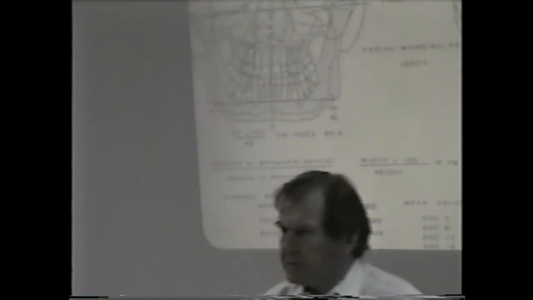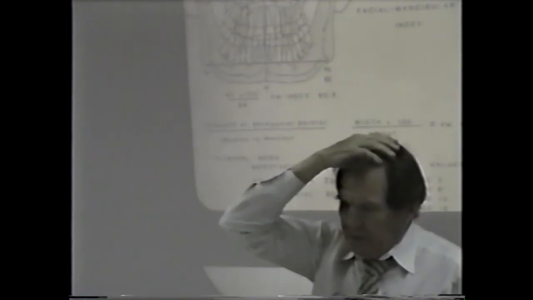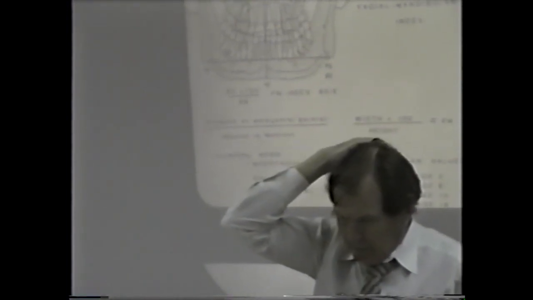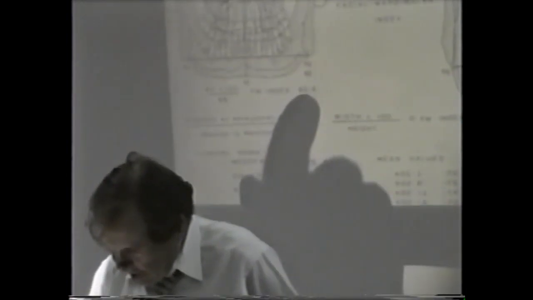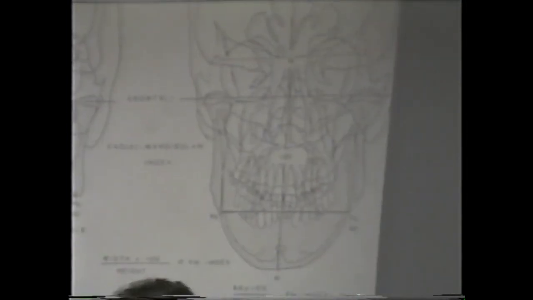Mesofacial is in a range of 75 to 80. Anything that's less than 74 is dolichofacial. Anything more than that is brachyfacial. This one here is 95, this one here is 67. With one number, I could then classify the face in the front.